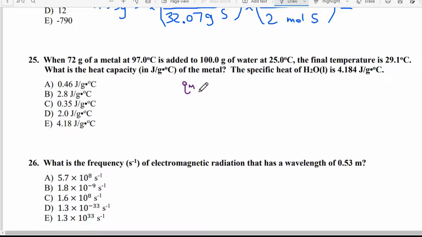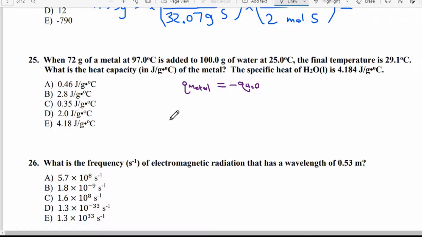It can be summarized as Q of the metal, or Qm, is equal to the negative Q of the water, H2O. Now, what is Q equal to? The amount of heat transfer. Basically, Q refers to heat transferred, or the change in energy with respect to heat. But what is the equation? Q equals what?